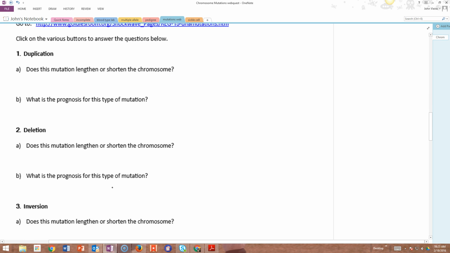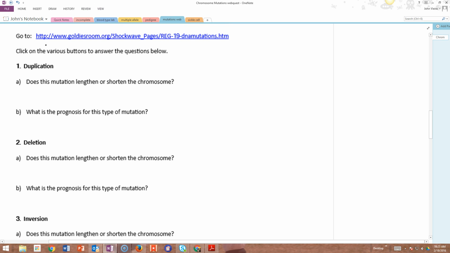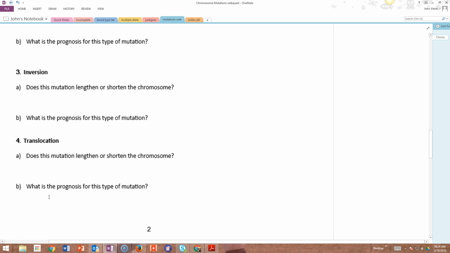You guys were supposed to go to this link up here, and then you're supposed to see what the chromosome lengthens or shortens, and what the prognosis is. What happens when you have a duplication, deletion, inversion, or translocation?